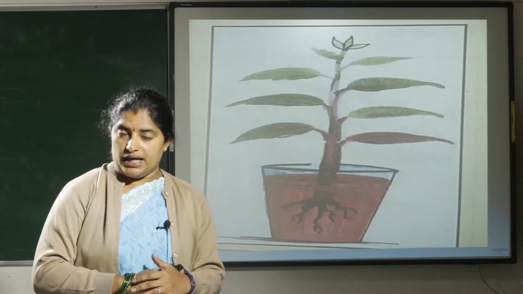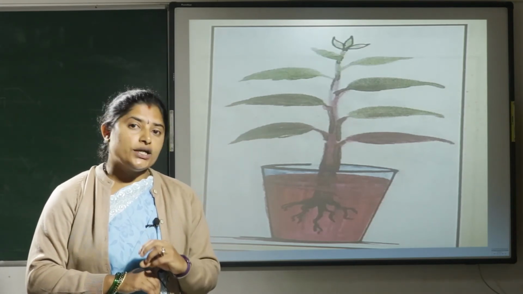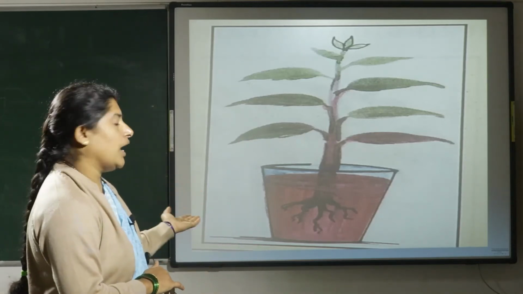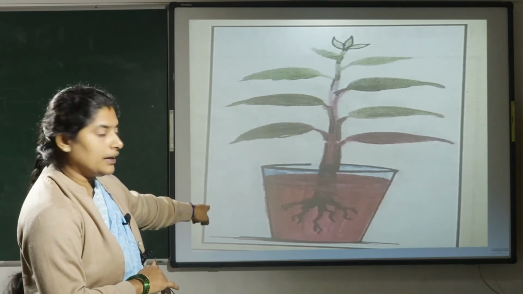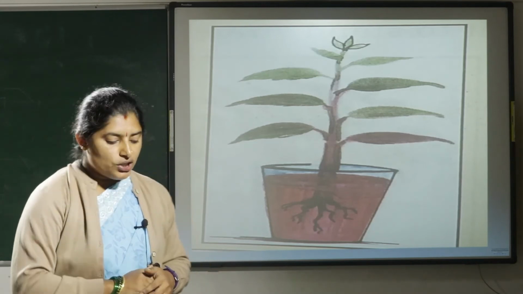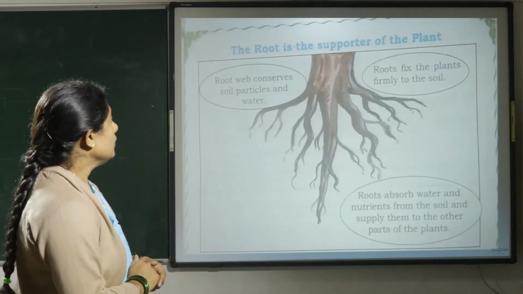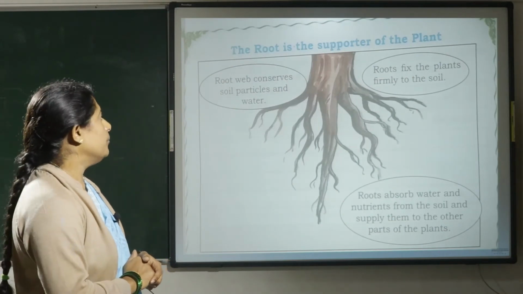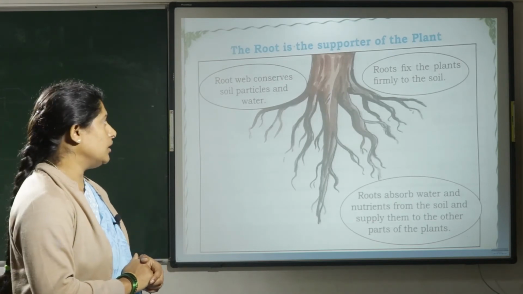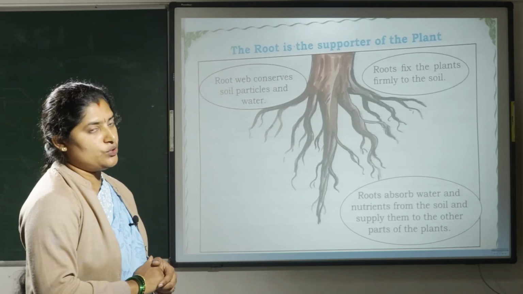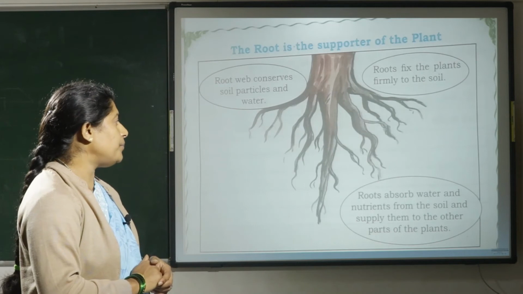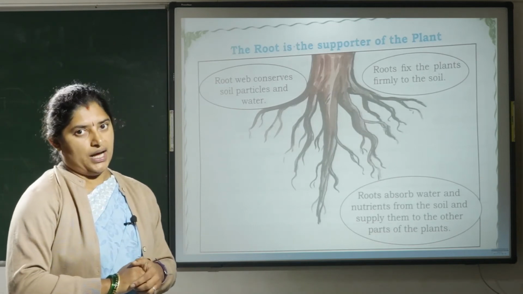So what you understand is that the root absorbs the water and nutrients and transports them to different parts of the plant. You can see here, if it is red color, the other parts also get color. Okay, children, next, the root is the supporter of the plant. Root web conserves soil particles and water. Roots fix the plants firmly to the soil. Roots absorb water and nutrients from the soil and supply them to the other parts of the plant.